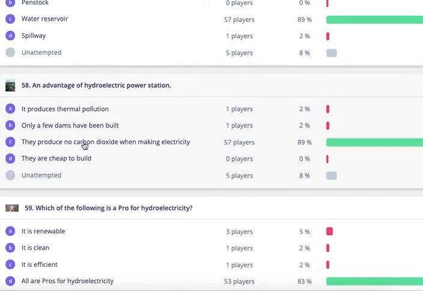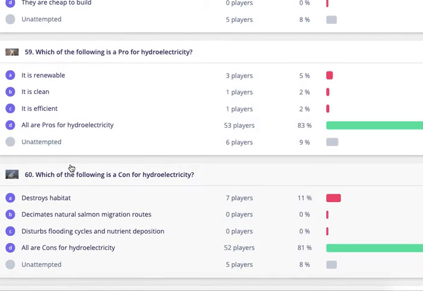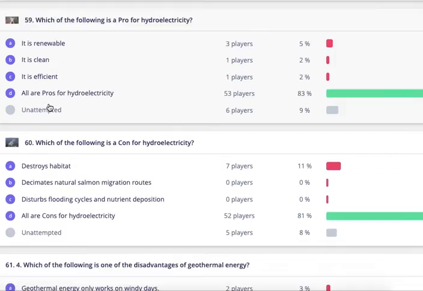Advantage of hydroelectric power: no carbon dioxide. You're just making electricity based on the virtue of water flowing through your dam. There's nothing extra. A pro of hydroelectricity: all of these are pros. It's clean, it's renewable, it's efficient. As long as the river's there, you can have your power. The water, other than adding a little heat, nothing is happening to it as it flows through. Once it's built, humans don't have to do much to keep it going.